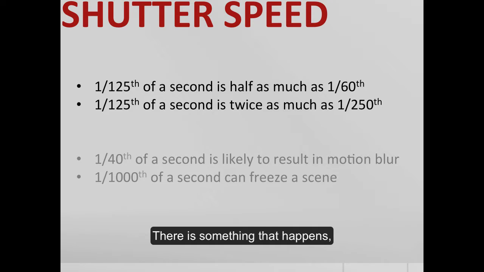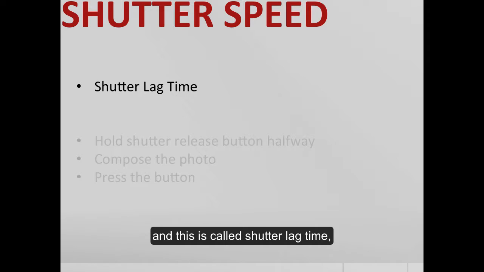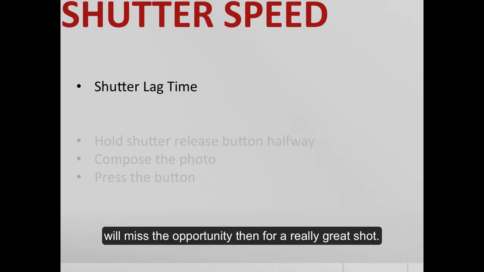There is something that happens, and this is called shutter lag time. If you've got your camera set to a bunch of automatic settings, when you go to snap that photo, the camera is very quickly trying to calculate all of the settings, the combination to make the best picture possible. And that takes time. So you might get a shutter lag time where there's a little bit of a stall or delay before that photo is actually snapped. And in some cases, that shutter lag will miss the opportunity for a really great shot.